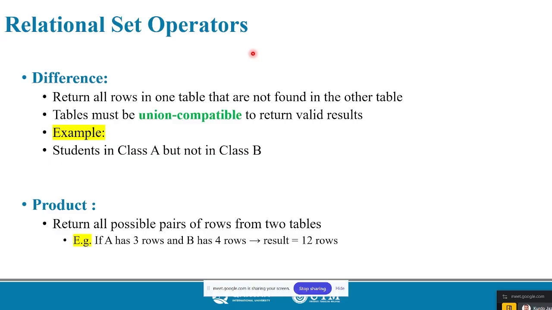Now, what is the job of product? Product returns all possible pairs of rows from two tables. For example, I have two tables. Table A has 3 rows and B has 4 rows. The result would be 12 rows for the product because it will return all the rows in both tables.